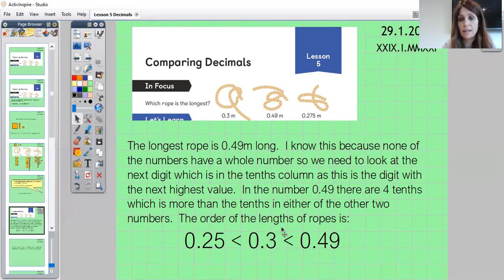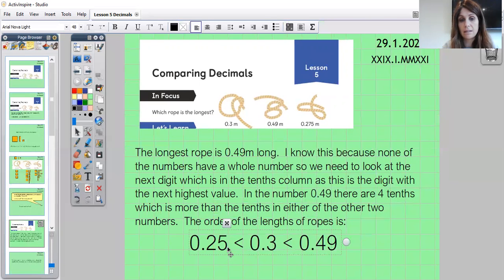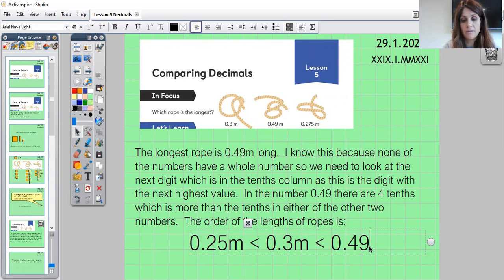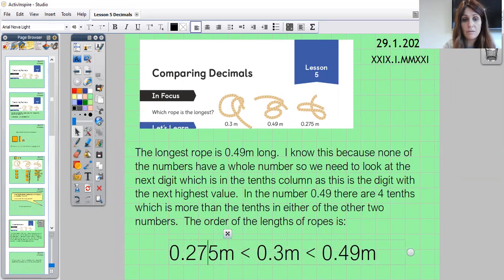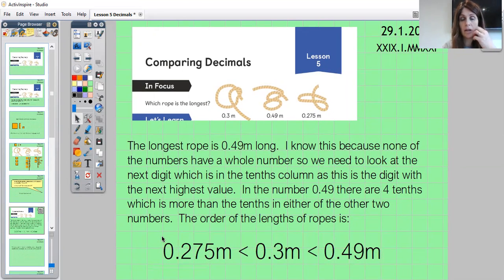And then I've added this extra bit here. The order of the lengths of ropes is, and I've used my symbols, look, more than and less than: 0.25. I should put m there to make that really clear. So 0.25 meters, 0.3 meters, and 0.49 meters. I've just realised that that's actually 0.275, so I'll pop that in. But it doesn't change things because remember, we're still looking at this column here. All right, so there's an example answer, and hopefully you got something similar.